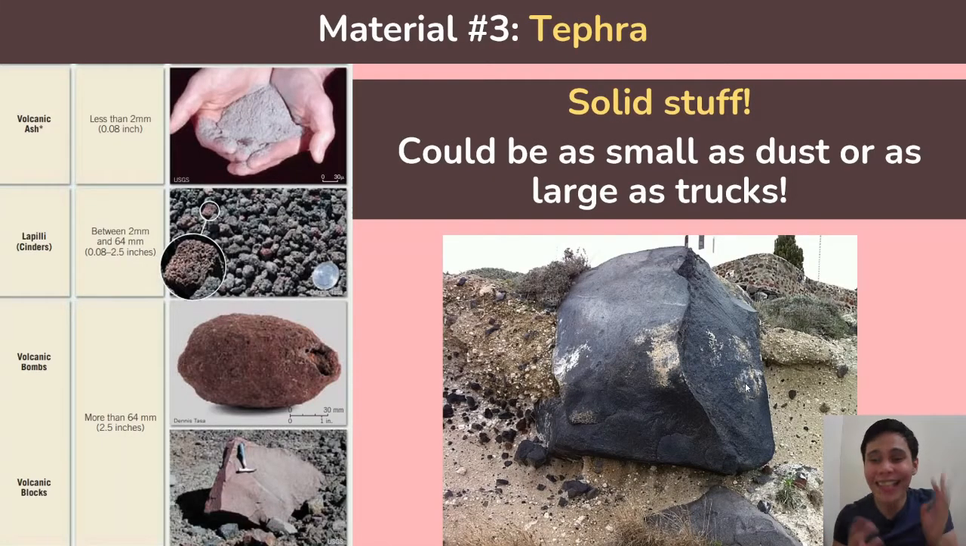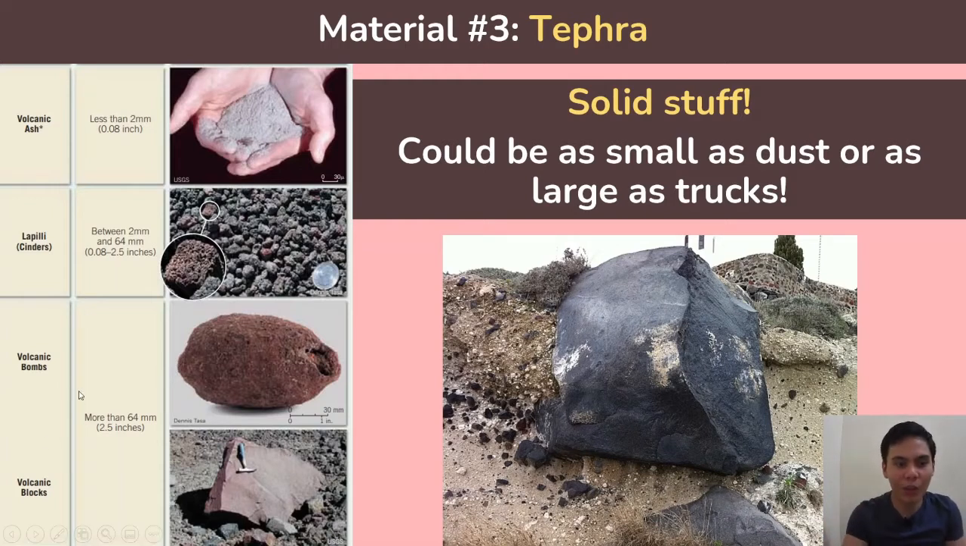Material number three is tephra, otherwise known as pyroclastic materials. This is basically solid stuff that comes out of the volcano. It could be as small as dust. When it's as small as dust, it's called volcanic ash. A bit bigger than dust, small little tiny pebbles are called lapilli or cinders. Cinder is an important term which will identify one of the types of volcanoes later on.